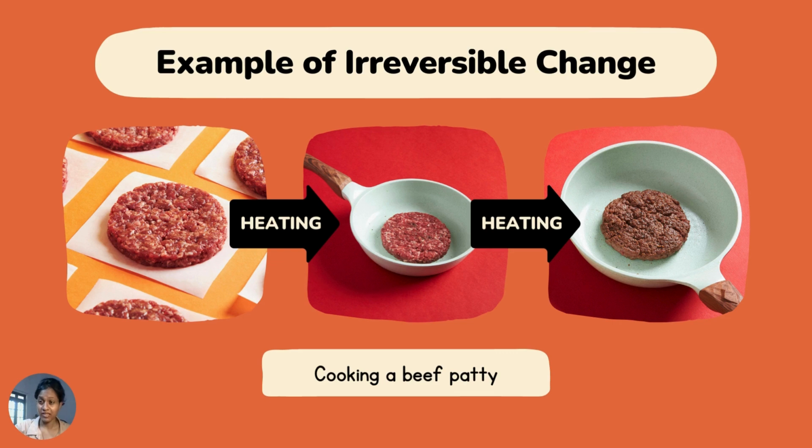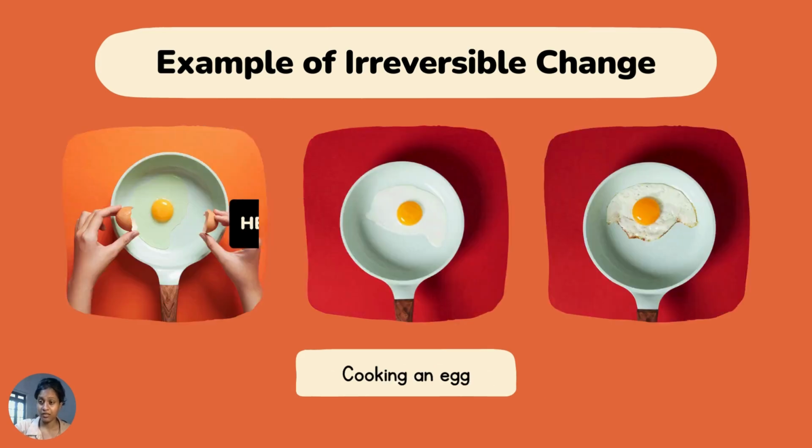But here's where things get serious. Let's say you cook an egg. Can you uncook it? Same with cooking a beef patty. Once it's cooked, it changes forever. That's an irreversible change. Basically, if the object becomes something completely different from the initial state and can't go back to its original state, it is irreversible.